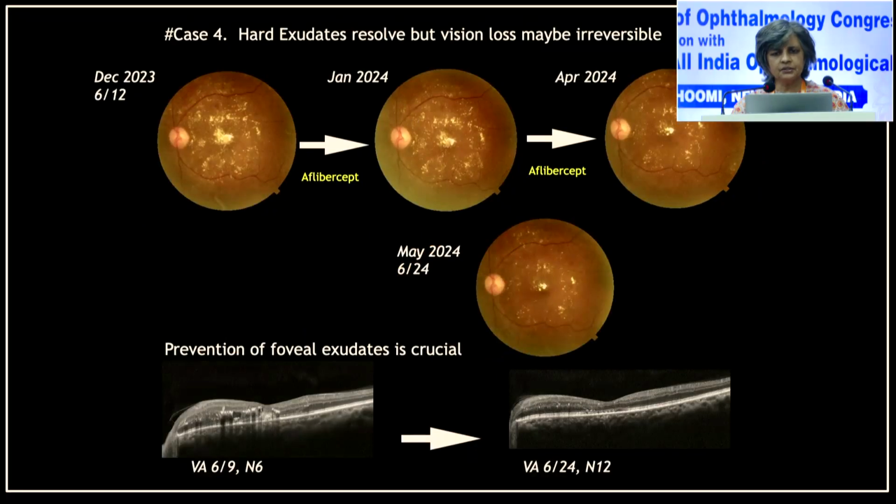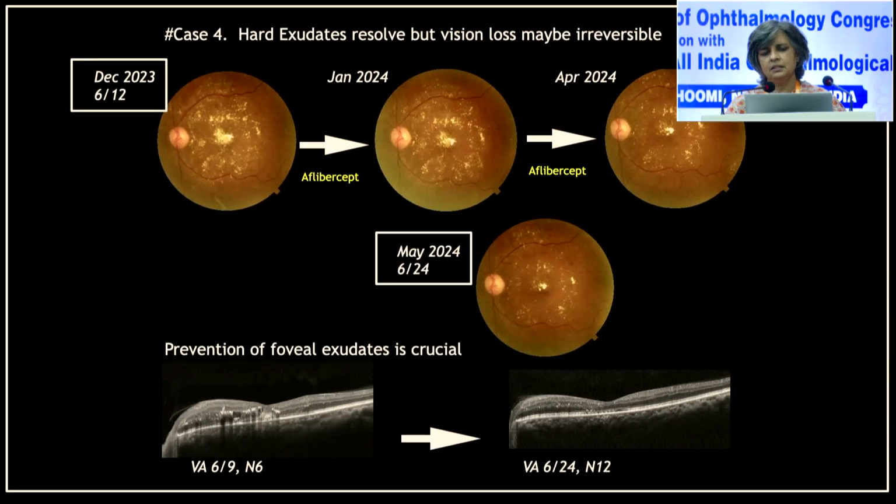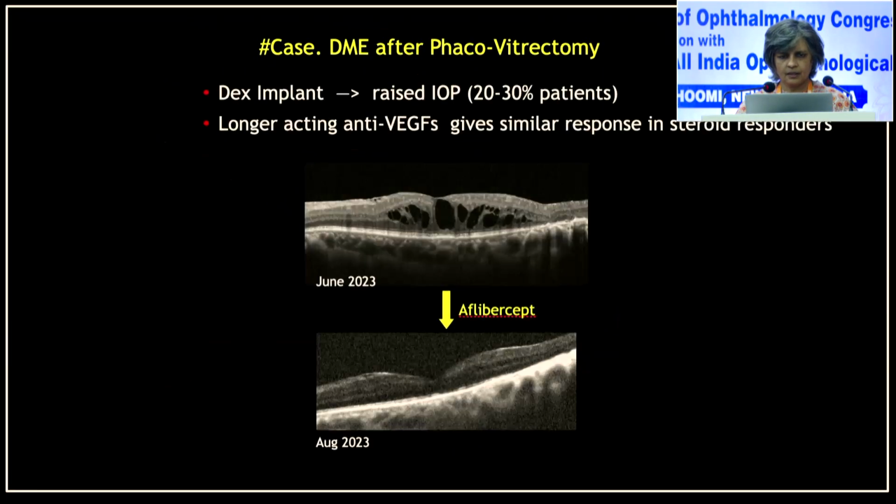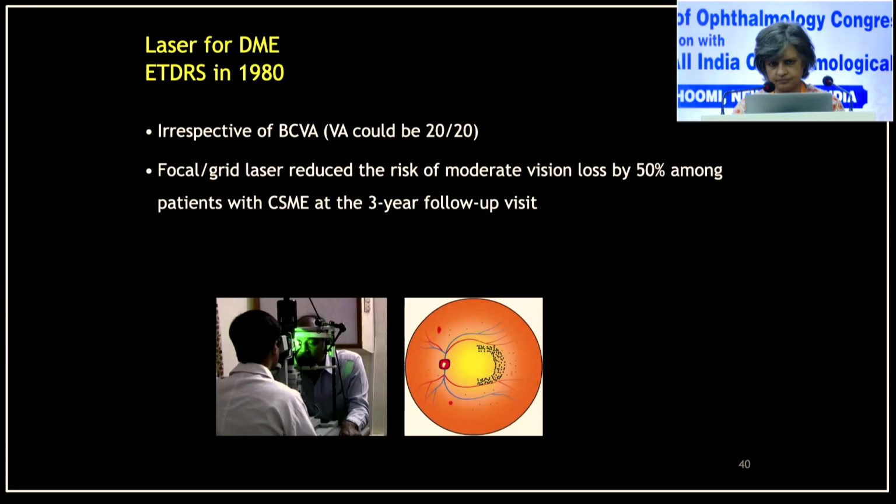Similarly, other patients, here you can see that the lipids have resolved, but the vision has actually deteriorated because of the lipids at the macula. So that is why it is very important to prevent foveal involvement rather than chase it once it has come. Intravitreal steroids can be used even after vitrectomy. They have a long duration of action, but even the newer anti-VEGF agents have a comparable duration of action where the IOP rise is seen following steroid injection.